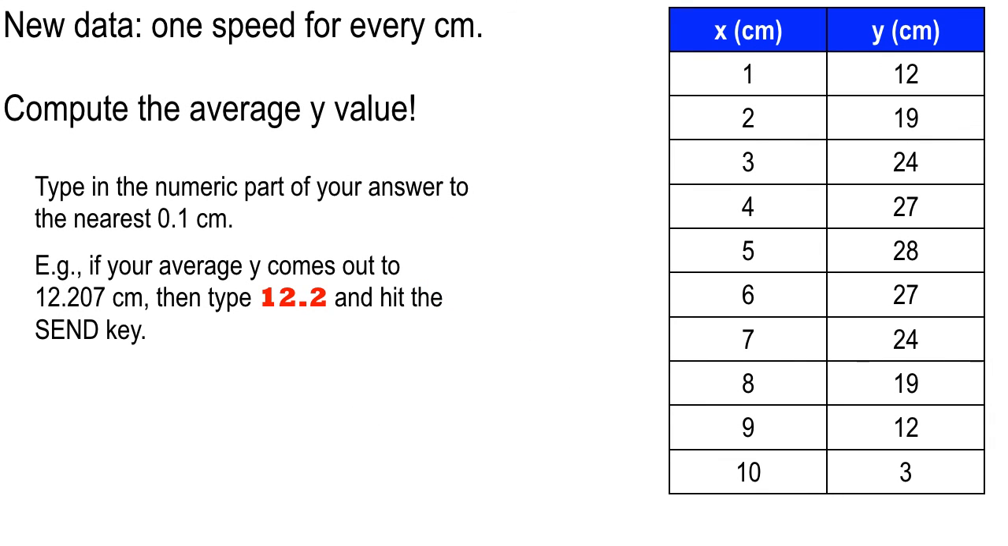New data, one speed for every. You know what? That shouldn't say speed. It should say coordinate y. One new y coordinate for every centimeter of x. I'll have to change that for the afternoon class. Anyways, the table is correct. Go by what the table says. Compute the average value of y.